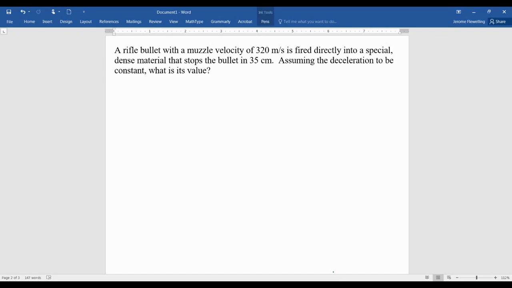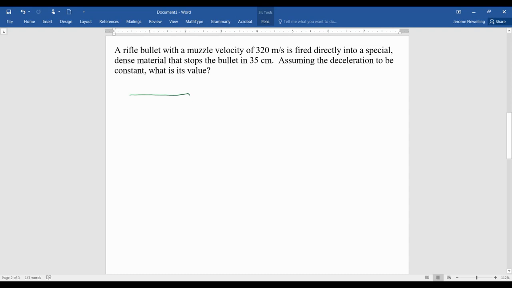So you're out shooting a gun, a rifle, and the bullet has a muzzle velocity, which is the velocity it has right when it exits the gun, of 320 meters per second. And you fire it into a special dense material. Maybe you just shoot it straight into a tree. That stops the bullet in 35 centimeters.